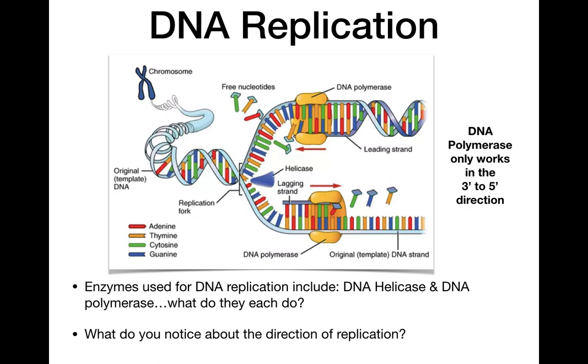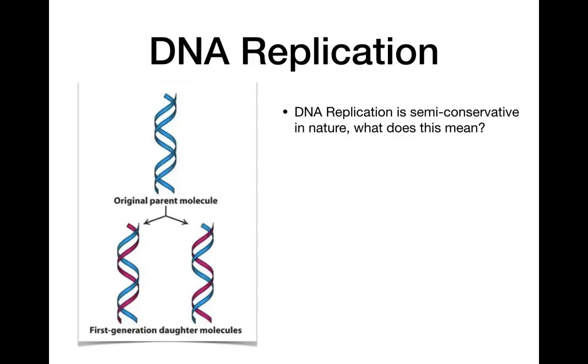Okay, so at this point we've gone through the process of replication, and I want to spend a little bit of time talking about more details of it and things the IB wants you guys to know. So, first things first, DNA replication, as we just learned it, is what we call semi-conservative. What does that term mean?